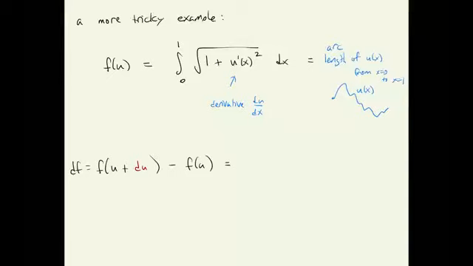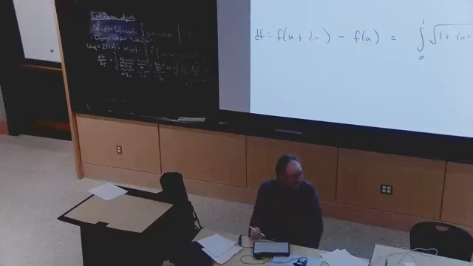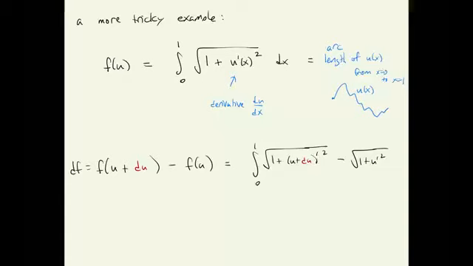It's the integral from 0 to 1 of the square root of 1 plus (u plus du) primed squared, minus the square root of 1 plus u primed squared. So now we have to Taylor expand this, but we have to assume that du is a differentiable thing, and its derivative is getting smaller and smaller as well, so I can do this kind of first order expansion.